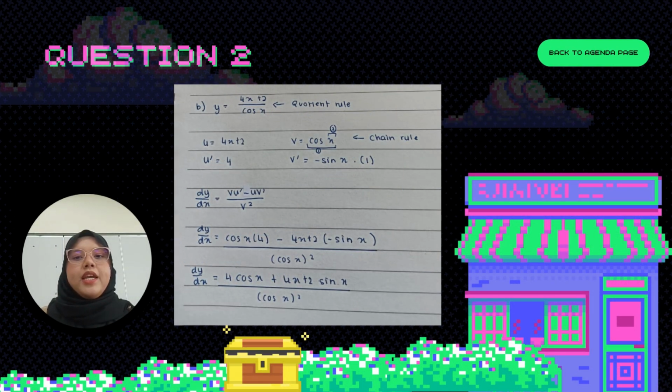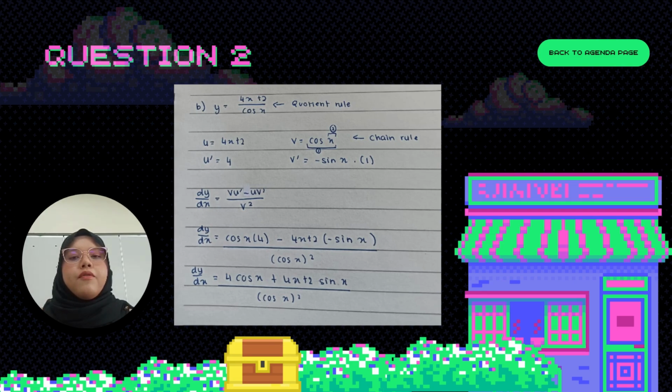Next for part B, given y equals 4x plus 2 divided by cos x. This is a quotient of two functions, which is u equals 4x plus 2 while v is cos x. To solve this question, we need to use the quotient rule, which is dy per dx equals v u prime minus u v prime divided by v squared. Then we need to differentiate each part to know u prime and v prime. U prime is 4 while v prime is negative sin x.